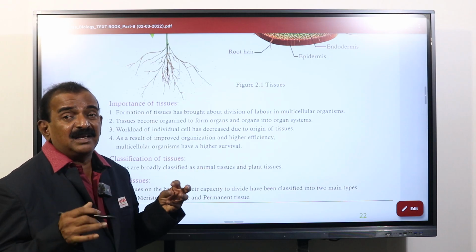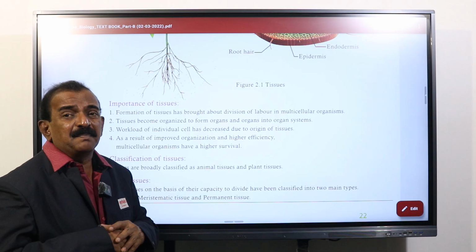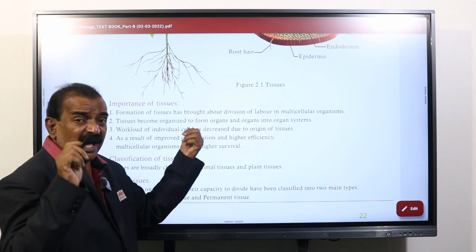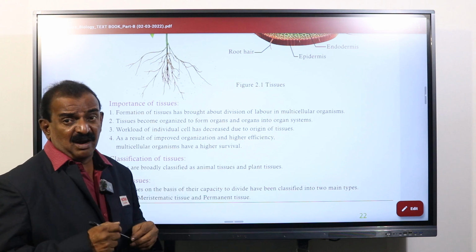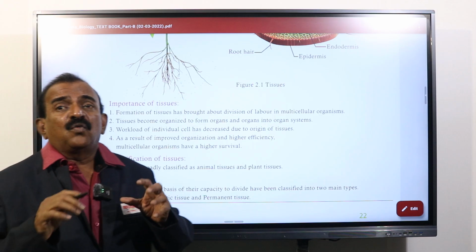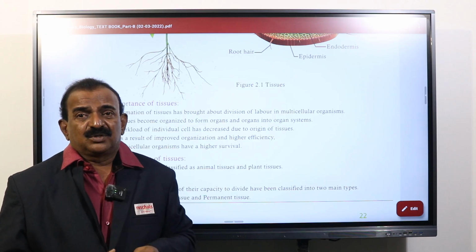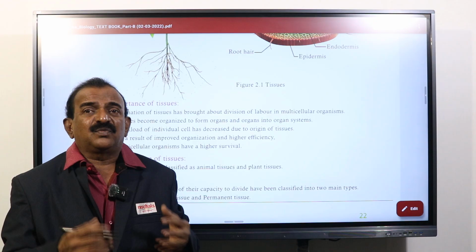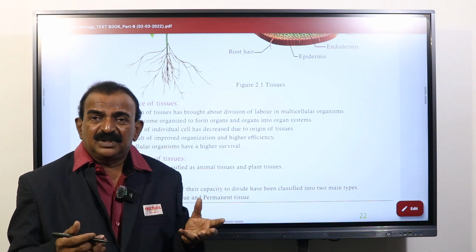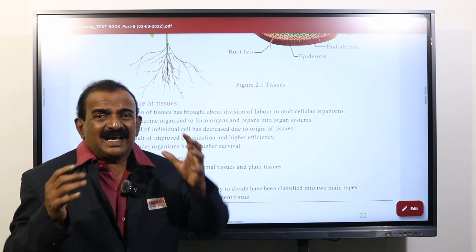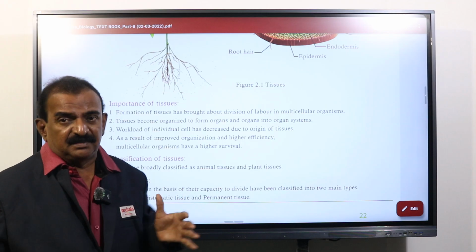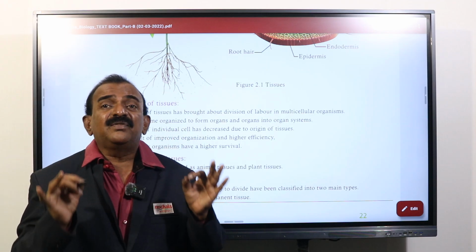A plant is multicellular. Why? Because it has millions and millions of cells. Already we discussed that tissues organize to form organs. Cells organize together to form tissues, tissues organize together to form organs, and organs organize to form an organism. So plants are organisms. Plants are called living organisms.